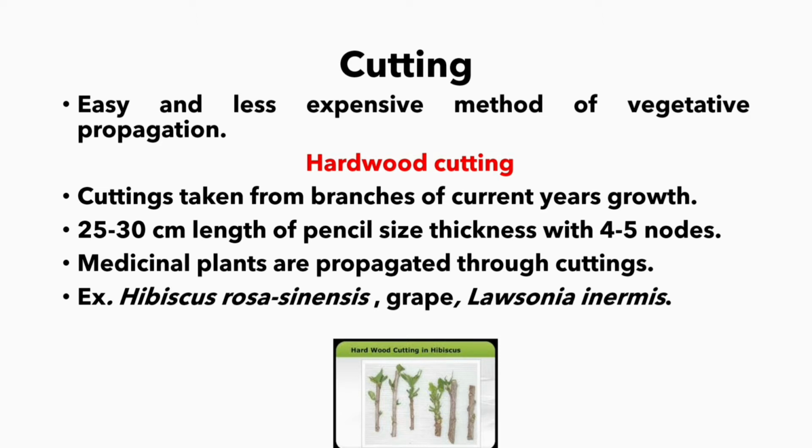First, we are going to see about hardwood cuttings. Cuttings taken from the branches of current year's growth with a length of 25 to 30 cm of pencil thickness with 4 to 5 nodes. Generally, medicinal plants are propagated through cuttings. Example, Hibiscus rosa-sinensis, grapes, etc.